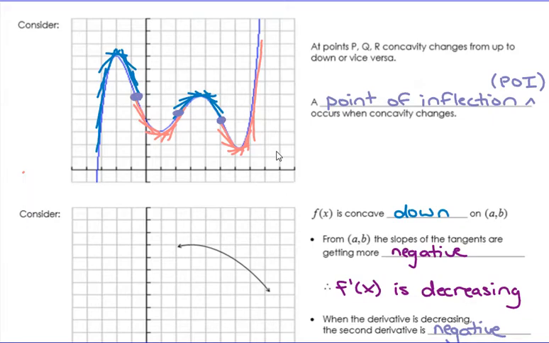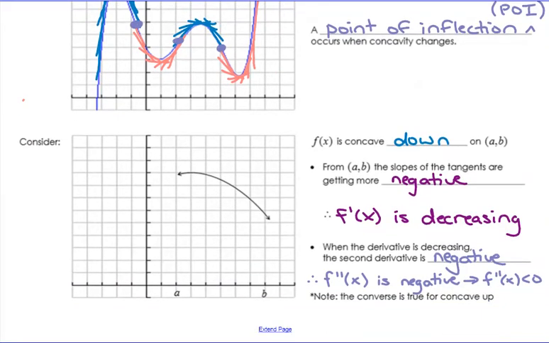Each of these is called a POI. I know we use POIs as points of intersection, so just know that they could mean either. But they're basically when your concavity changes. So keep that in mind. Again, we're going to use it later.